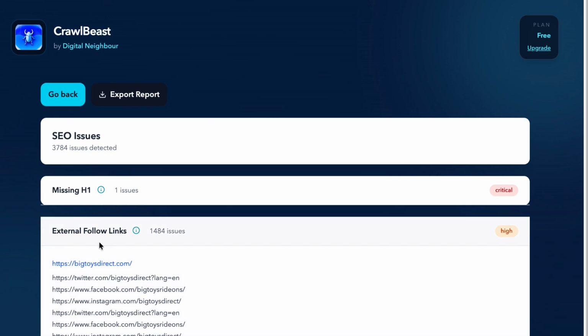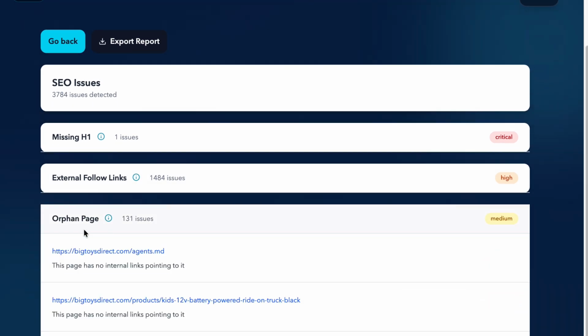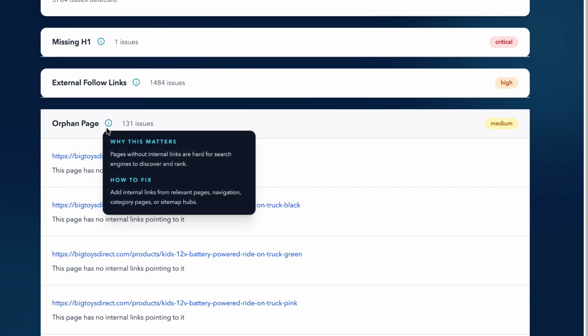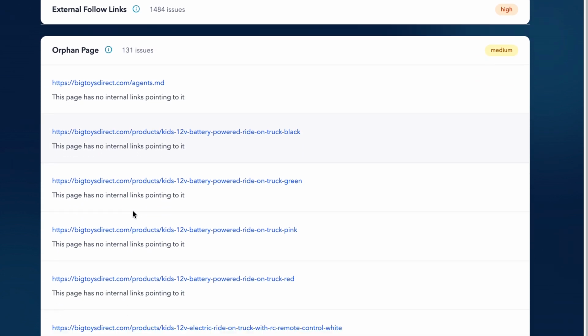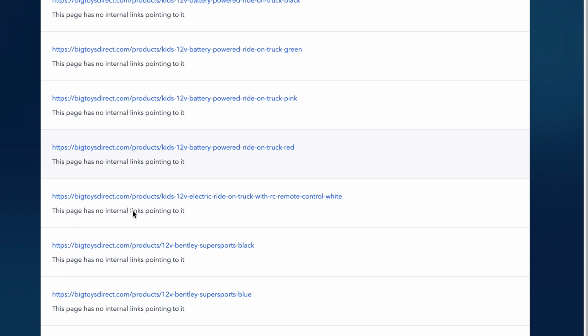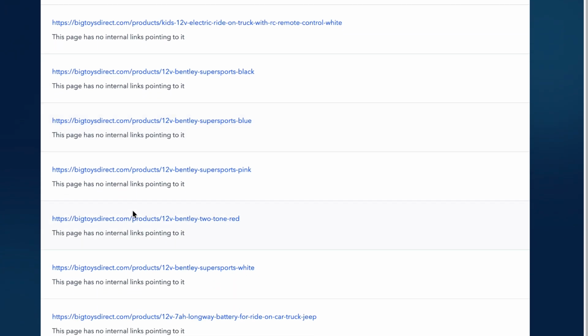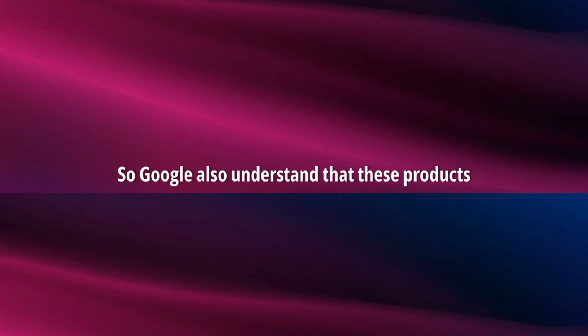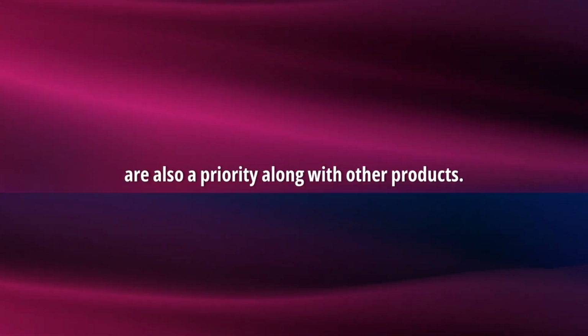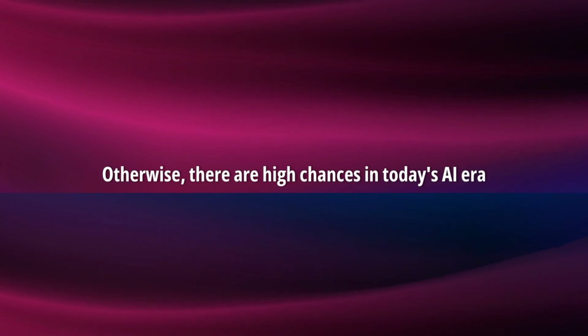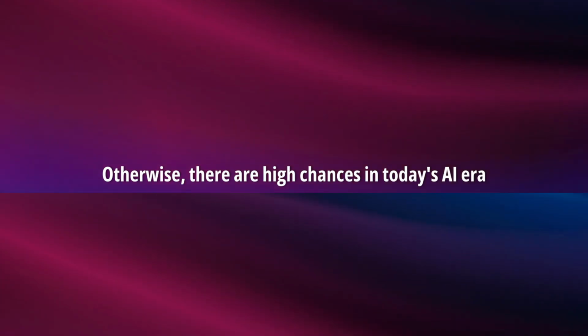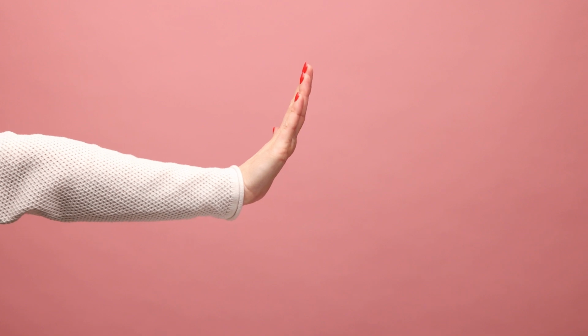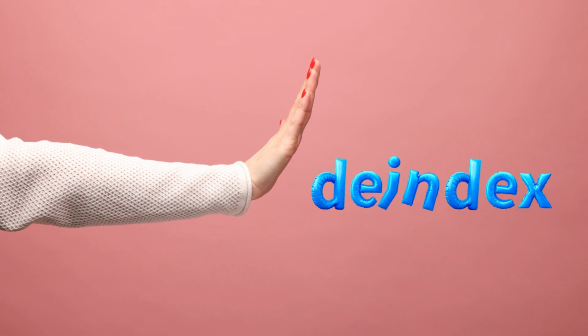There come the orphan pages. These are very important. And we have 106 pages that are orphan for this brand. So you need to make sure that these are well connected within your website structure. So Google also understands that these products are also your priority along with other products. Otherwise, there are high chances in today's AI era that Google is going to put them aside or de-index them.